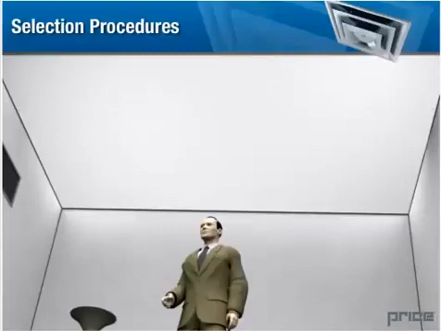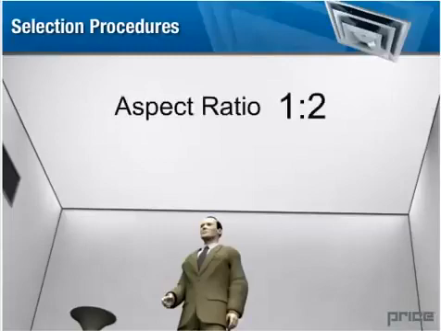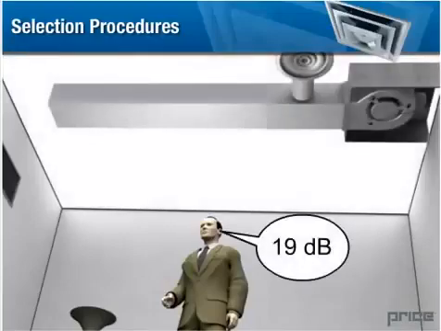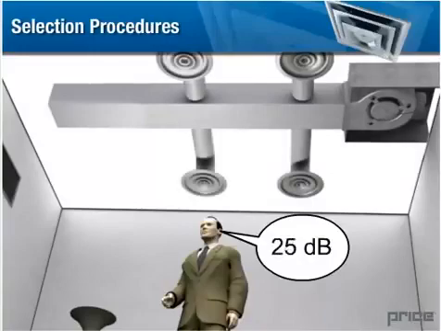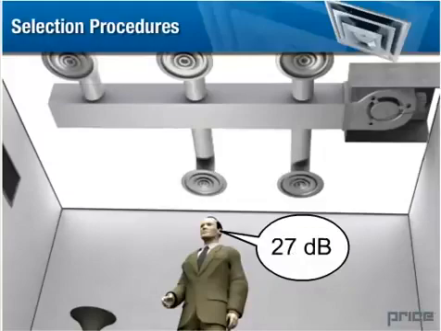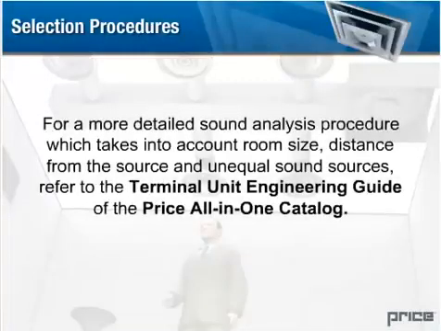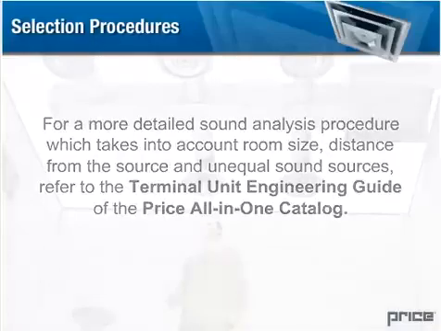Take the area to be square or of an aspect ratio of 1 to 2. By using an overlay on the diffuser layout, the maximum concentration of diffusers can be determined, and thus the overall noise level can be calculated. The above procedure is a simple and fast method of adding multiple air outlets which will provide reasonable accuracy. For a more detailed sound analysis procedure, which takes into account room size, distance from the source, and unequal sound sources, refer to the Terminal Unit Engineering Guide of the Price All-in-One catalog.